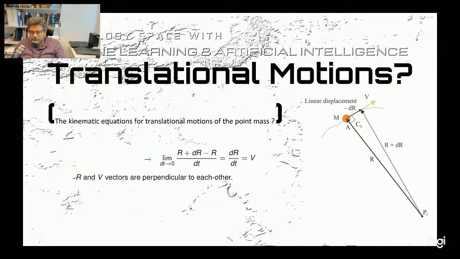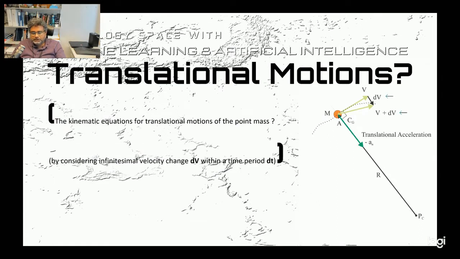You should also note that the displacement vector r and the velocity vector v are perpendicular to each other. So let's try to derive an additional kinematic equation for the translational motion of this point mass. In this situation, I am considering an infinitesimal velocity change of this point mass by dv. Therefore, the initial velocity vector v has changed to the new velocity vector v plus dv.